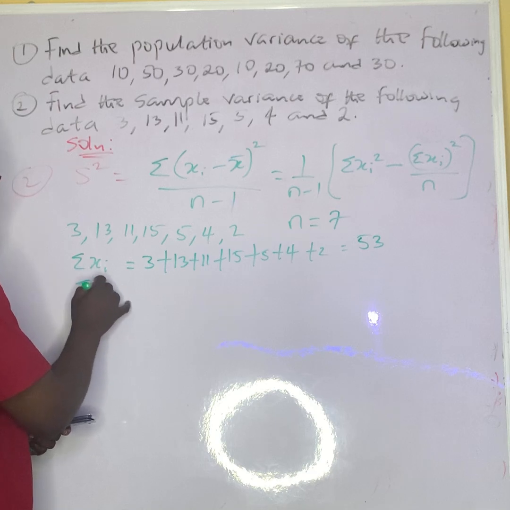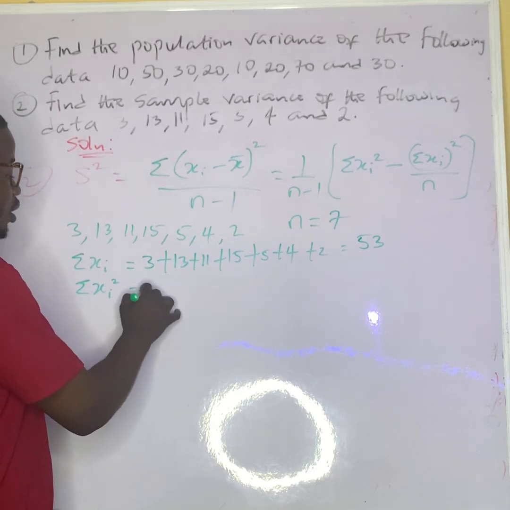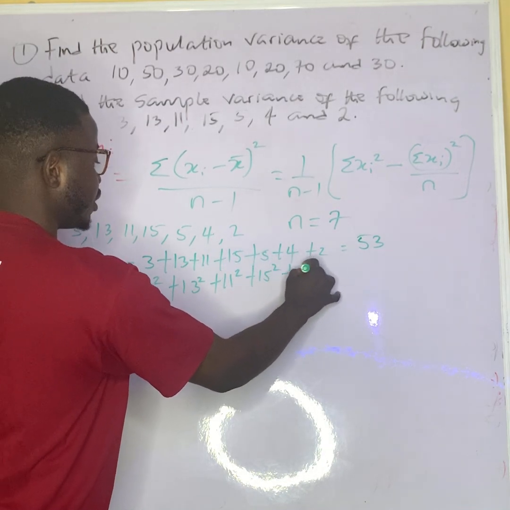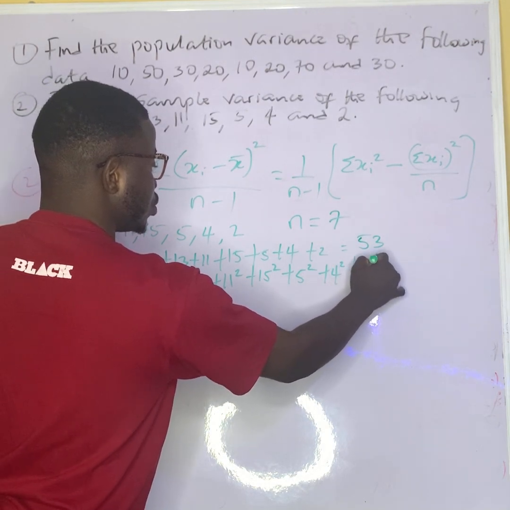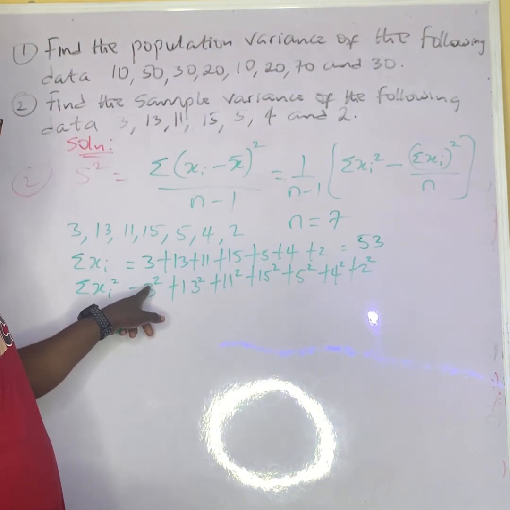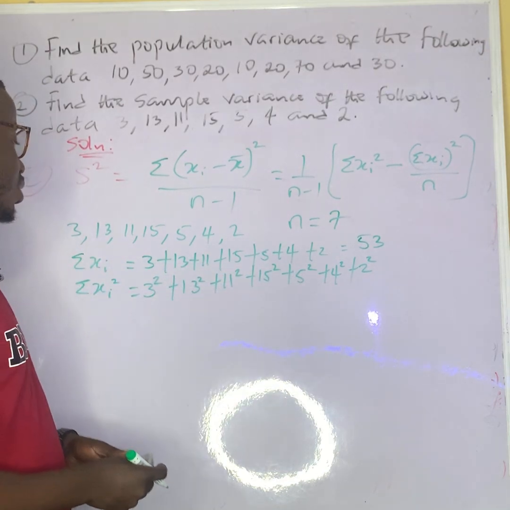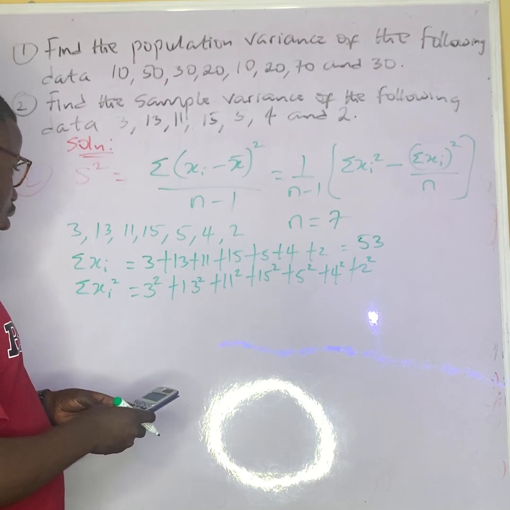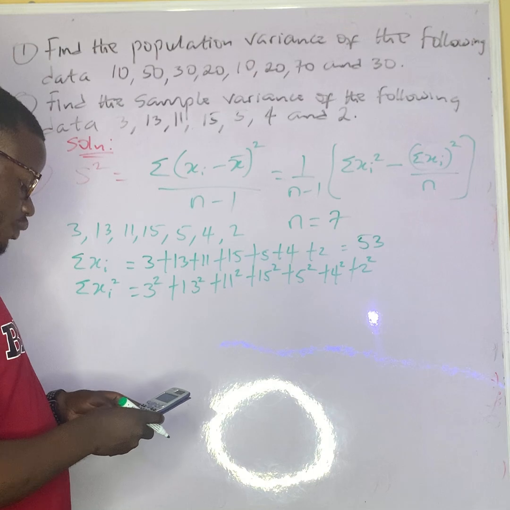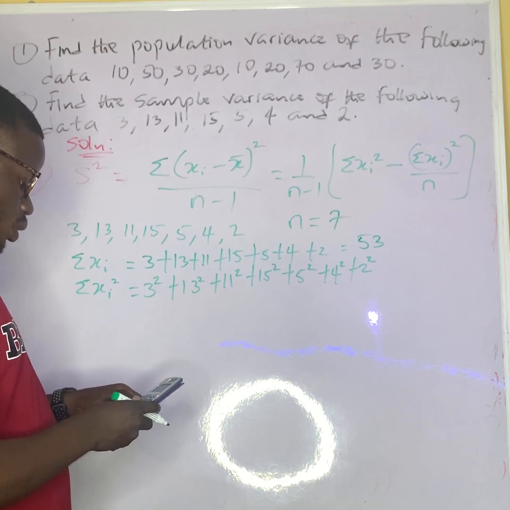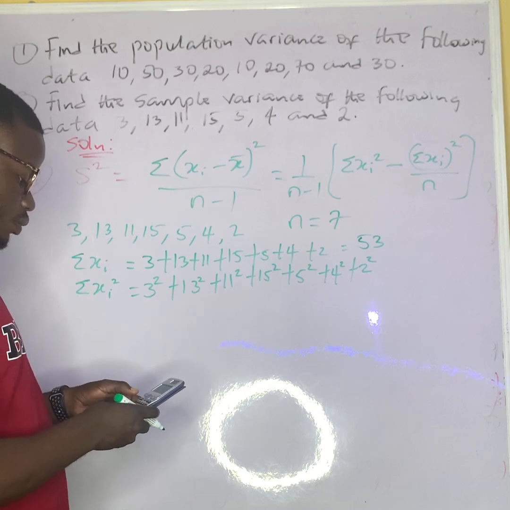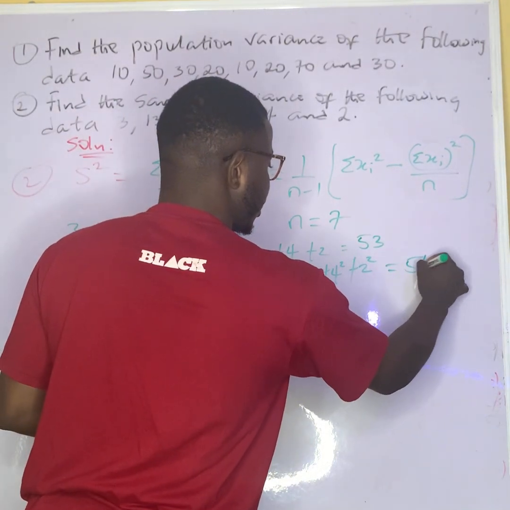The next one will be summation xi squared. That will be 3 square plus 13 square plus 11 square plus 15 square plus 5 square plus 4 square plus 2 square. 3 square gives us 9. Then we'll solve it down to the last one and find the sum of everything all together. So this one will give us 569.